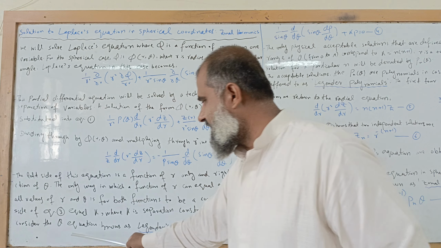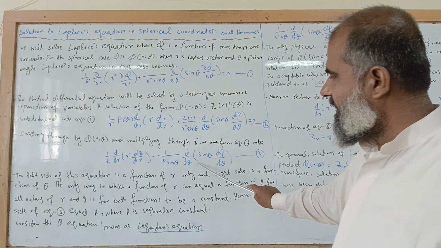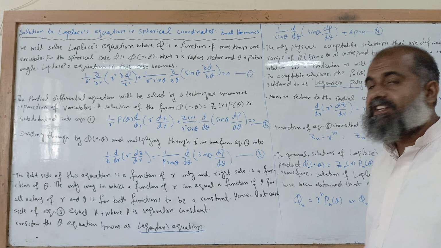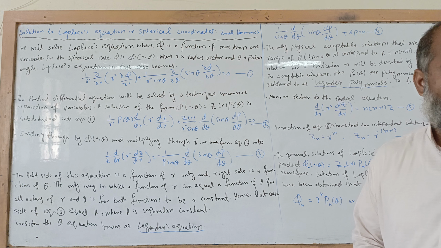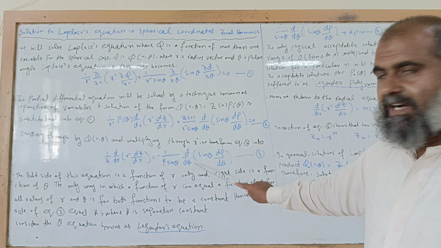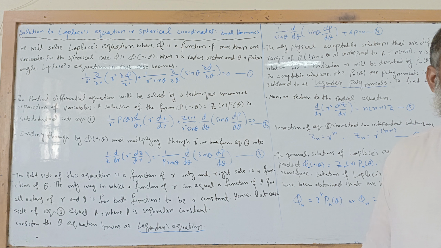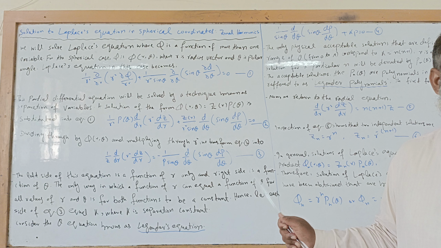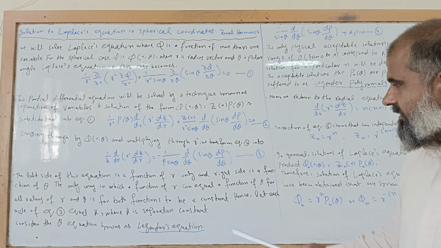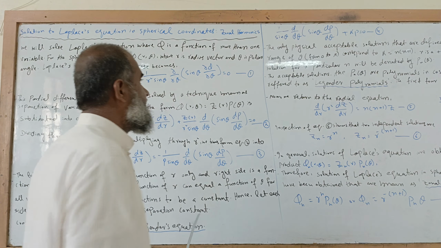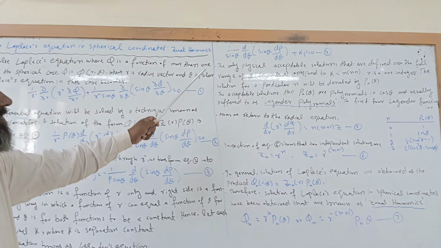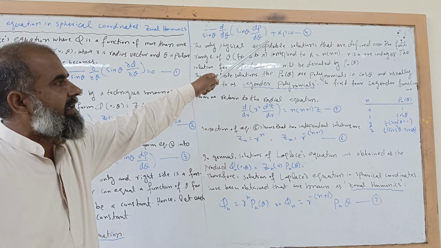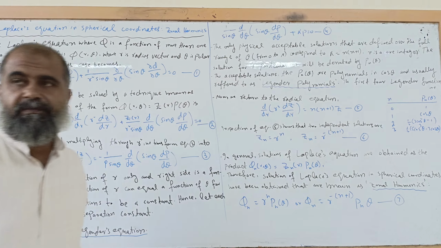Now we will consider the theta equation, this part, the right hand side of equation number 3, and this is known as the Legendre equation. We will consider only this part, the equation involving only theta, and this is called the Legendre equation. So what we get is 1 over sine of theta d by d theta into sine of theta dP by d theta plus kP is equal to 0.